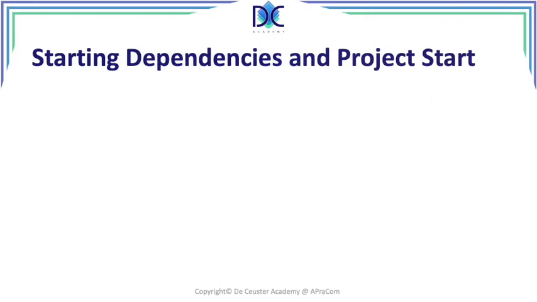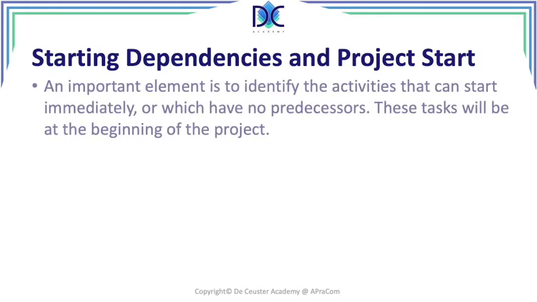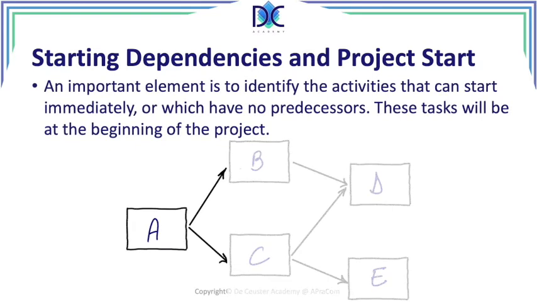Now let's have a look at the starting dependencies and the project start. We have to first look at all those activities, and we have to find the activities which have no predecessors. In this case, activity A. We can have more activities that have no predecessor. It means we can start by executing these activities once the project starts.